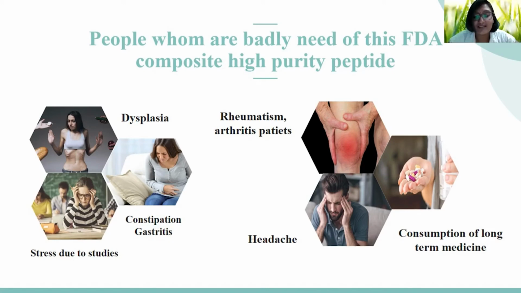Dysplasia is when people have abnormal cells, which can grow into cancer or carcinoma. This will lead to disturbed metabolism, and as nutrition functioning is disturbed, they would not eat or digest properly; they may not even have the appetite to eat. So dysplasia patients especially need this kind of peptide.